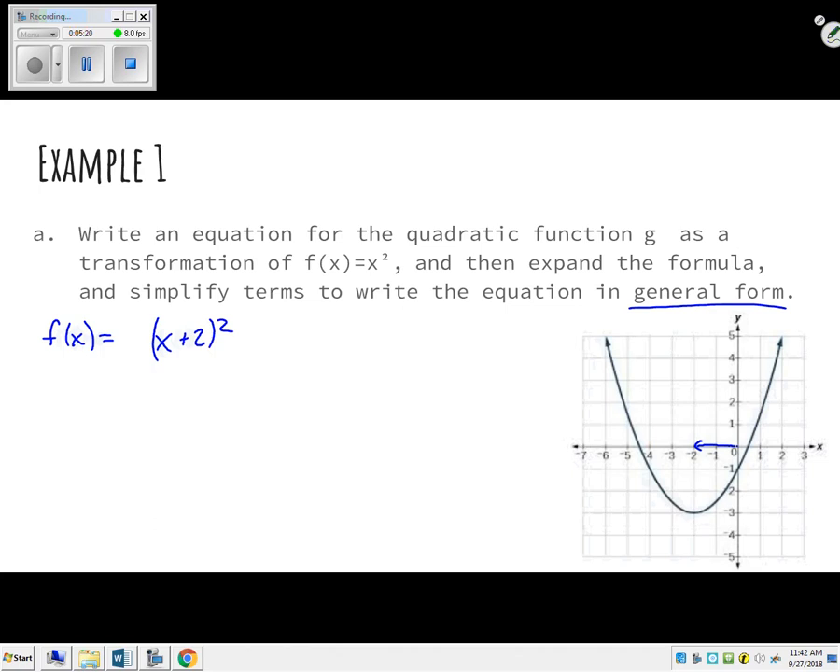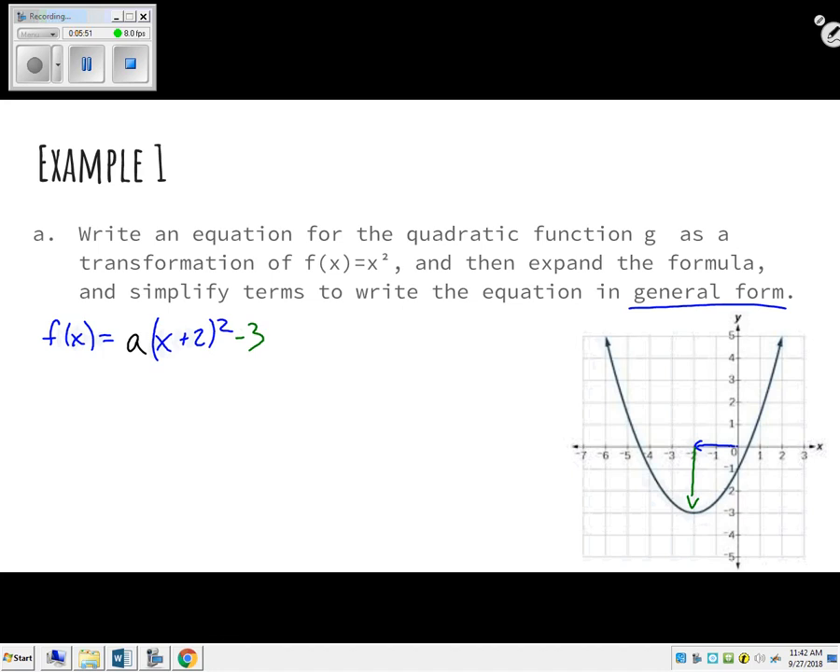And then this parabola has been moved down 3 units. Up and down goes outside the function, and that's a big chunk of it so far. One thing that is hard to determine on this is if this parabola has been compressed or stretched. We're just going to worry about that in the vertical direction. So I'm just going to put an A out there to help me out with this.